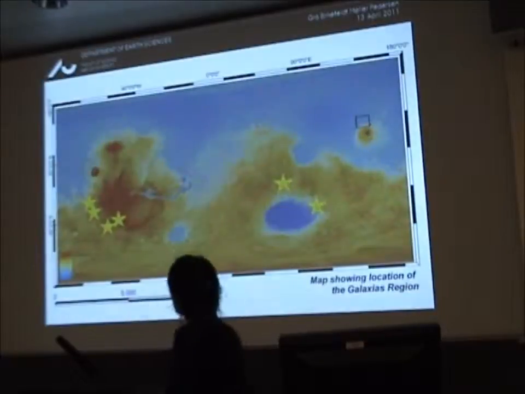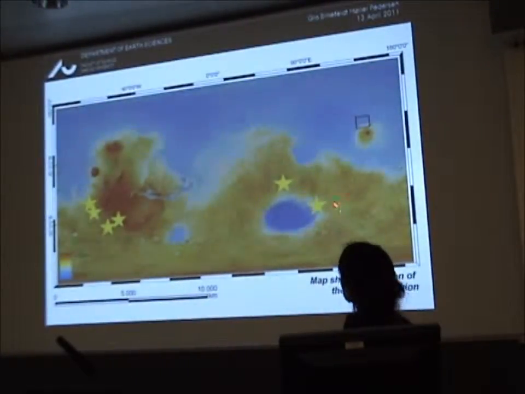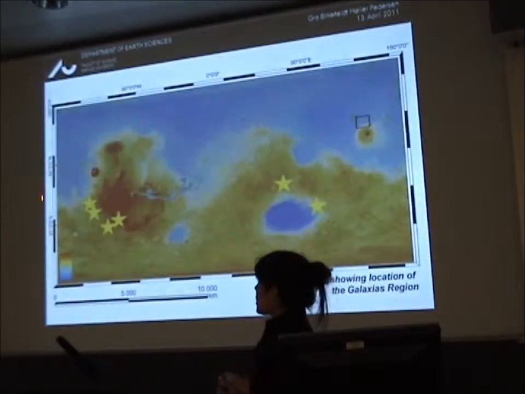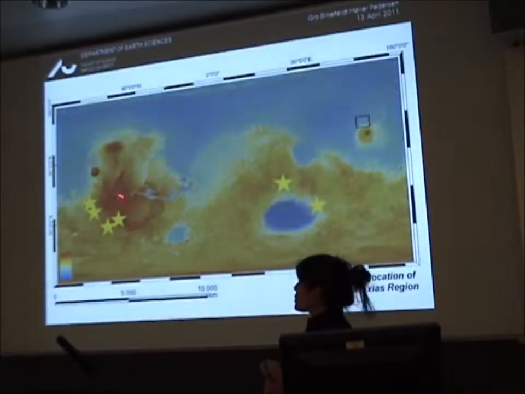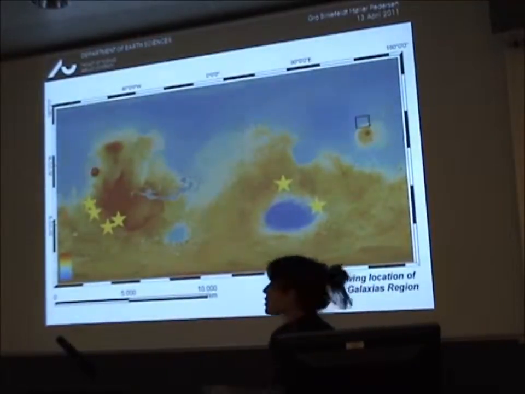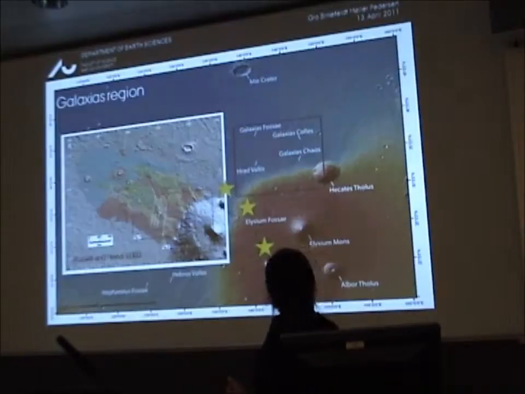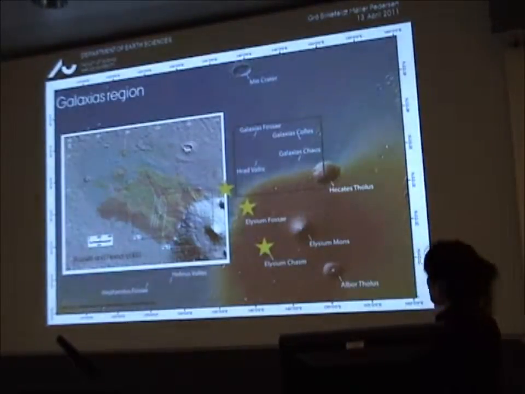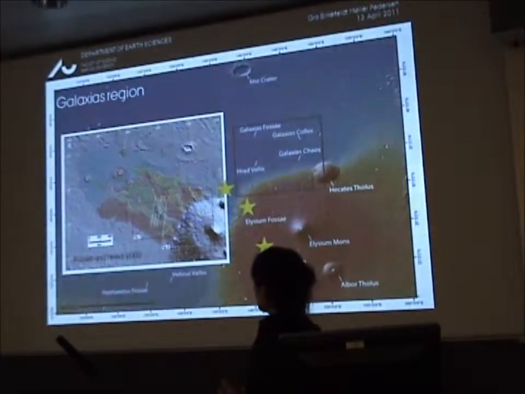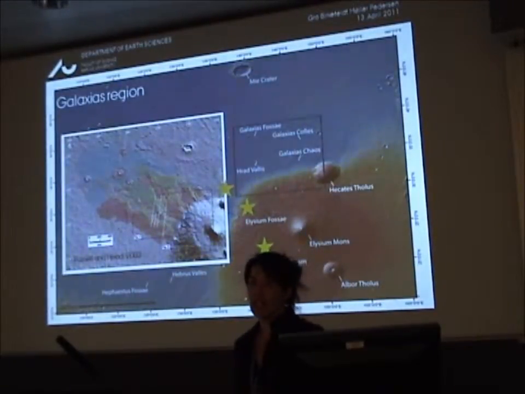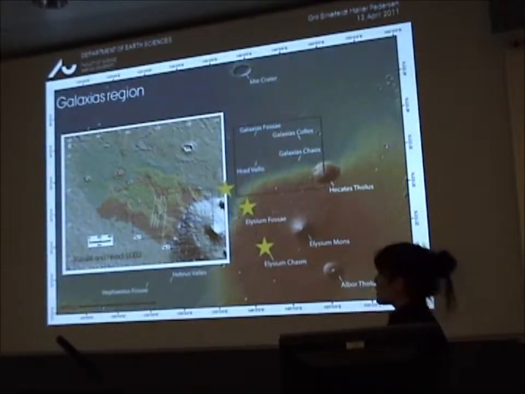So previous studies on dikes have been performed here by Hauber et al. 2010, and some big dike swarms have been reported based on graben studies in the region of Tharsis over here. Looking at my study area, no exposed dikes or dike swarms have been found so far. However, a lot of activity related to volcanism has been found, which is pretty obvious. We're just close to a volcano.